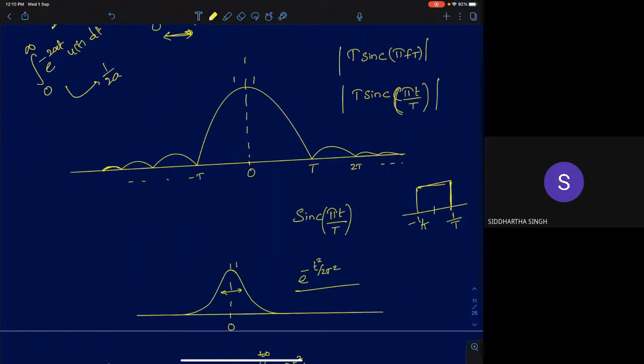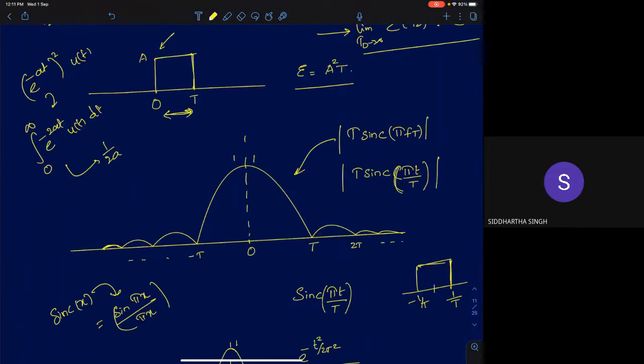The next signal is a sinc waveform. So here what I've shown is the magnitude of a sinc. Let's say I'm testing you in an exam, I'll very clearly define what sinc x is. But generally, the sinc x definition is sine pi x upon pi x. So this is how we are going to define it. If there is a different definition, I'll mention it clearly. So that's what I've written here.